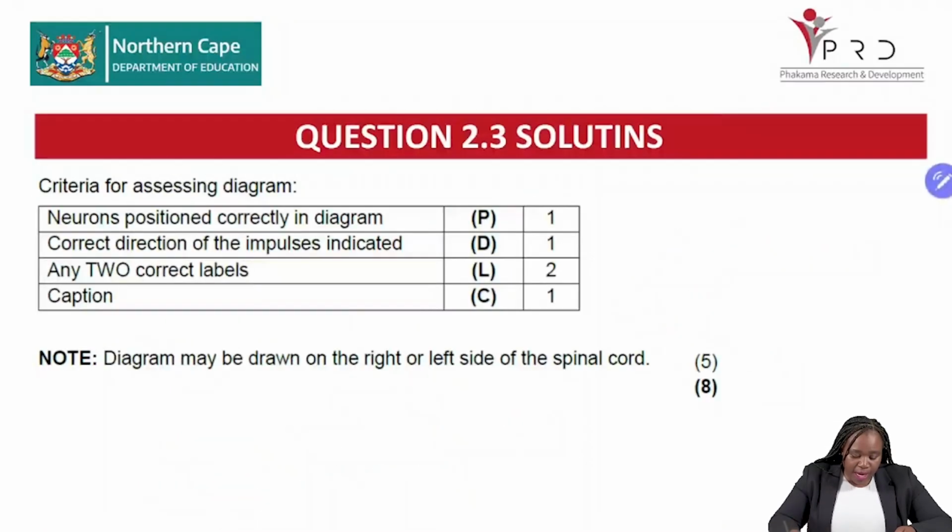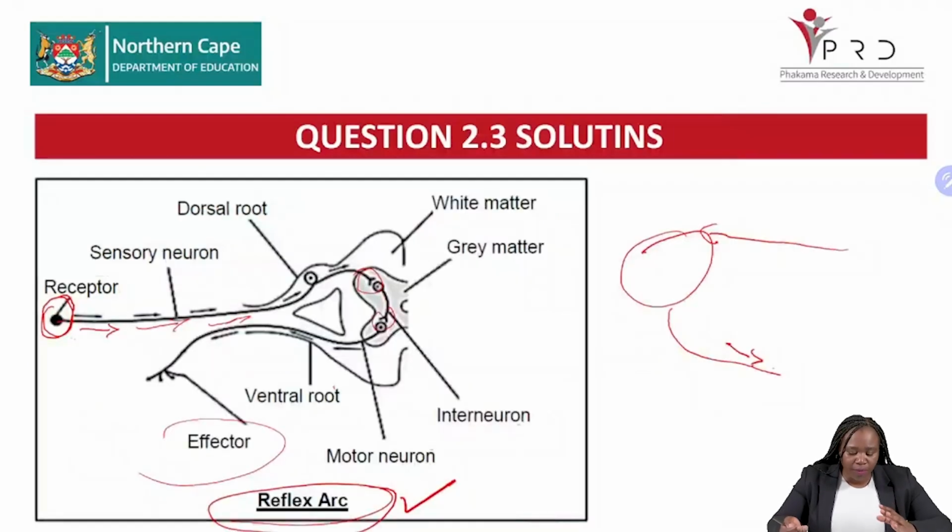Right, and then next, any two correct labels. We have so many labels here. You can even get some labels wrong. However, if you only have two that are correct, then you're sorted. If your motor neuron is there, your sensory neuron is there, your interneuron is there, you already have your 2 marks. If your effector or receptors are there, you already have your 2 marks. You might not even show your white matter and your grey matter.